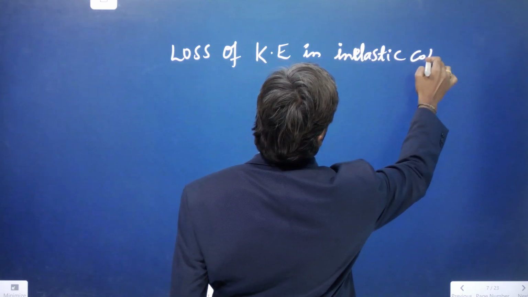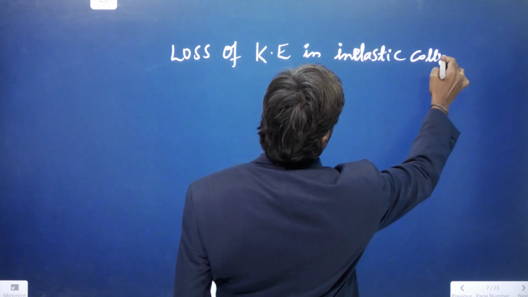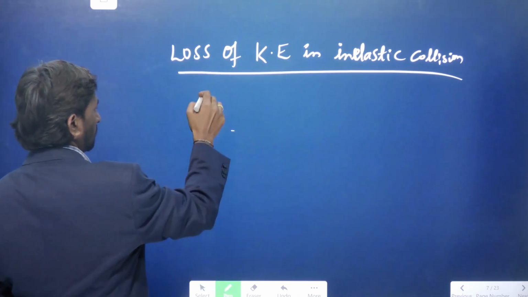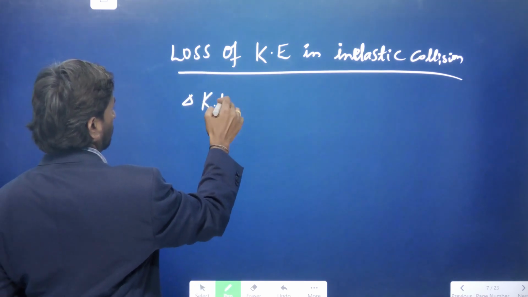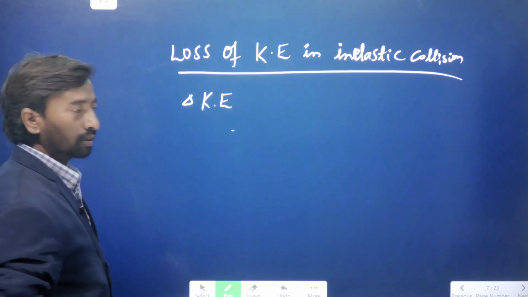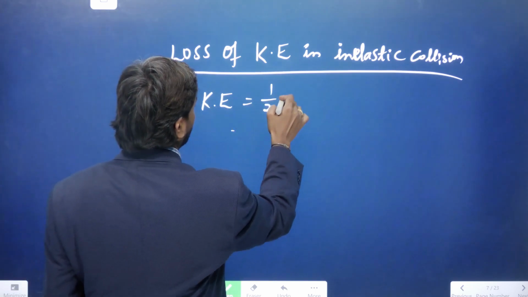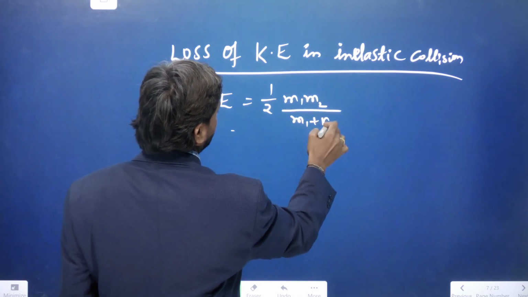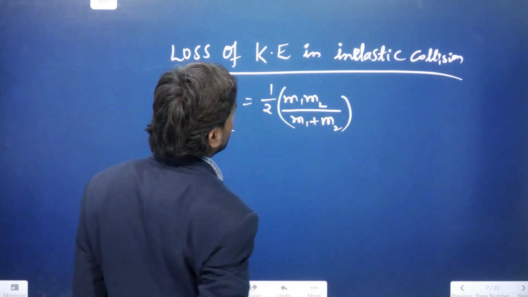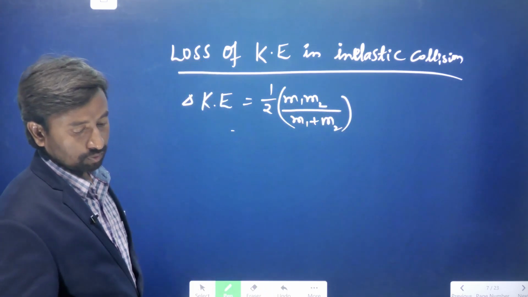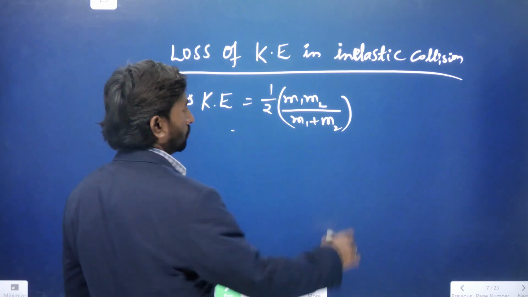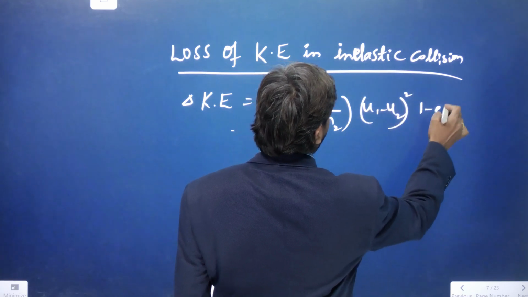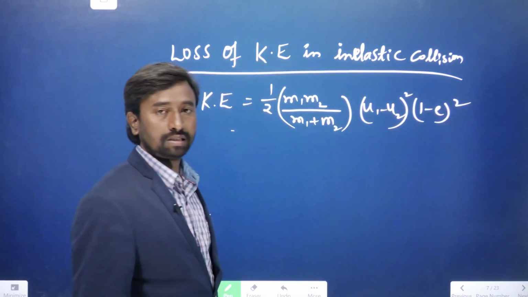Inelastic collision. Okay, so what is the expression we got there for the change in kinetic energy? Loss in kinetic energy is delta K. Here that can be written as half into m1 m2 divided by m1 plus m2, into u1 minus u2 whole square. And here an extra factor will come, 1 minus e whole square.